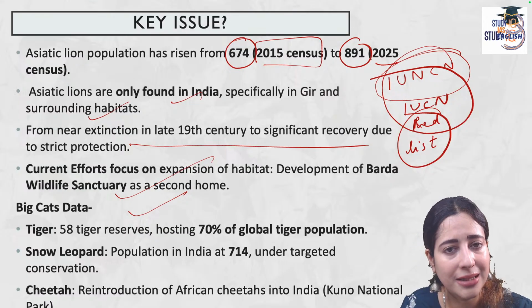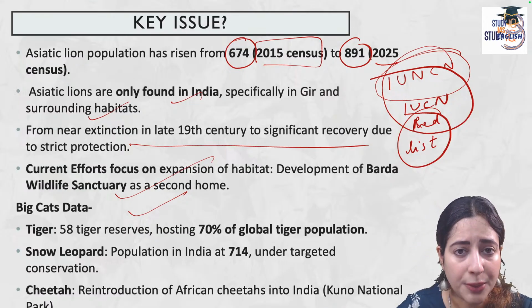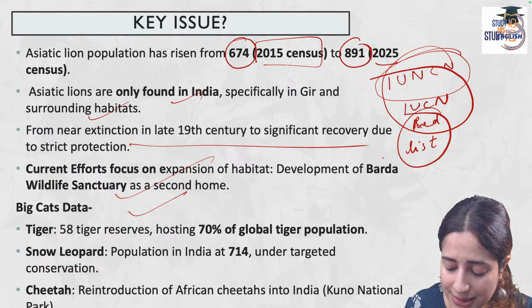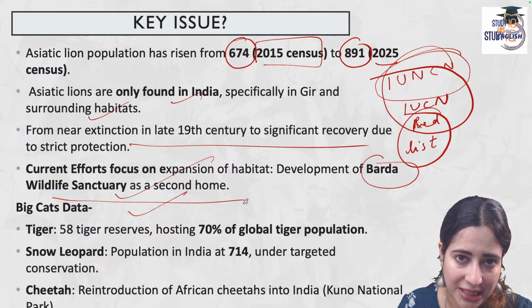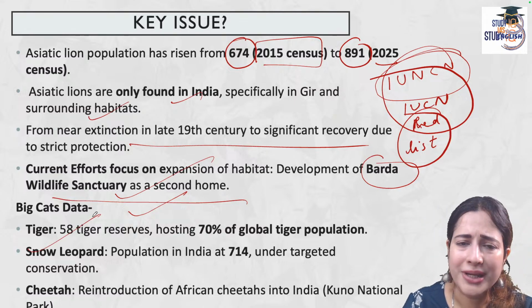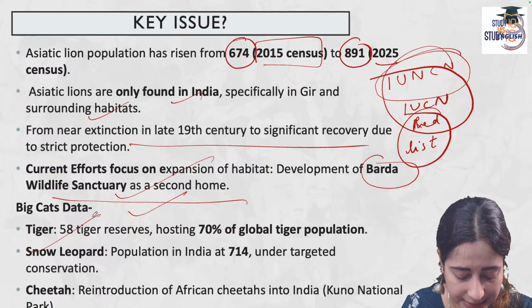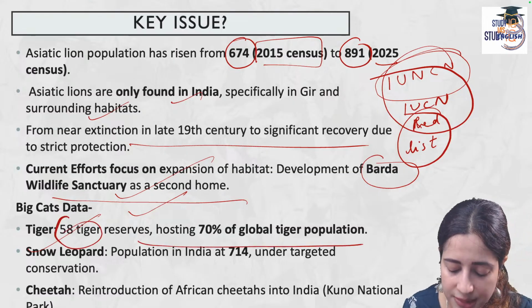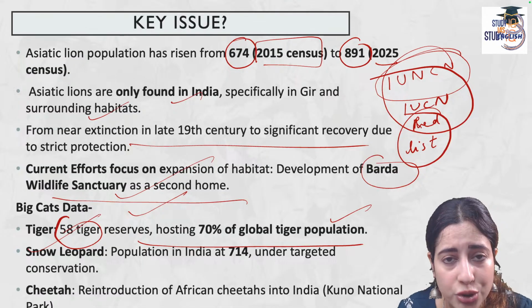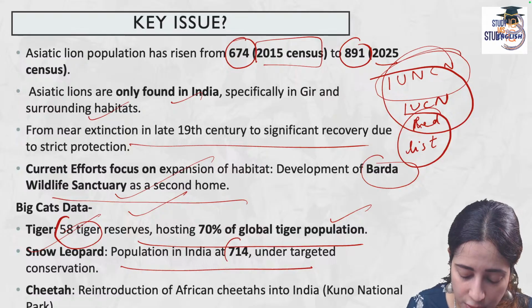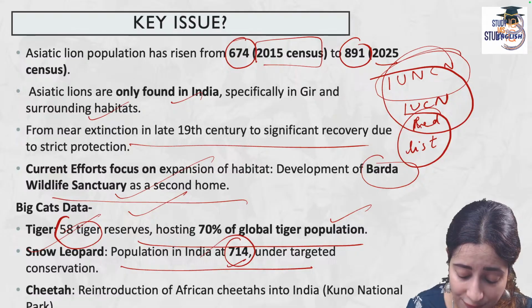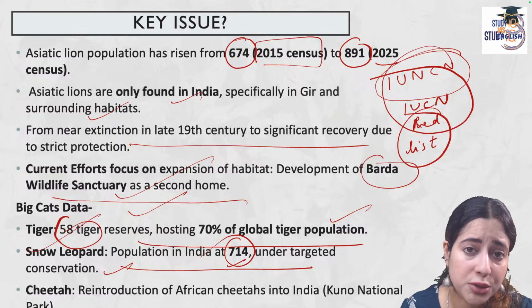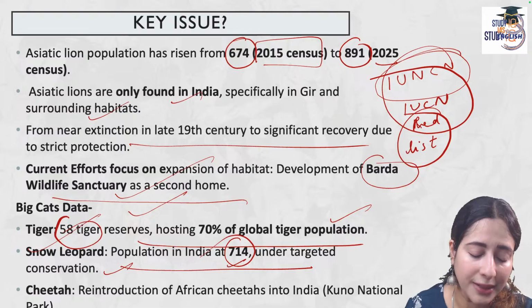Specifically, the focus area right now for further promoting the lion population is the Barda Wildlife Sanctuary. People say it is the second home for the Asiatic lions. Talking about other big cats, the data says there are 58 tiger reserves in India, which have 70% of the global tiger population. That's huge. Similarly, when you talk about the snow leopard, after countries like China, India happens to be one which has 714 such snow leopards being properly protected by the government.